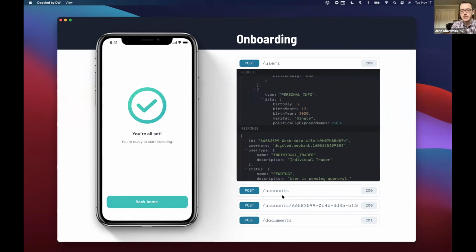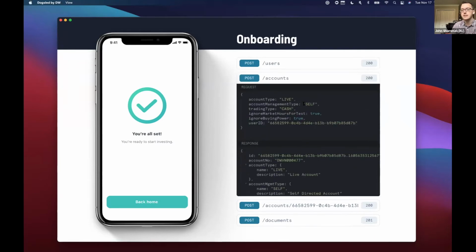And then the second thing, the only other required thing here is defining the type of account that we're ultimately creating. In this case, again, it's an experience where I'm going to buy an individual security. And because of that, you'll notice we set the account management type here to self. That means the customer is self-directing the activity. They're choosing what to buy, what to sell, and when to do that.